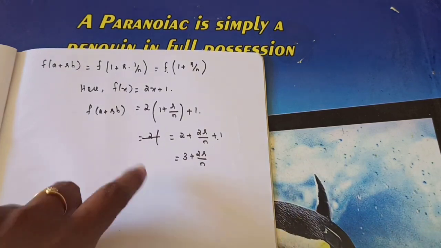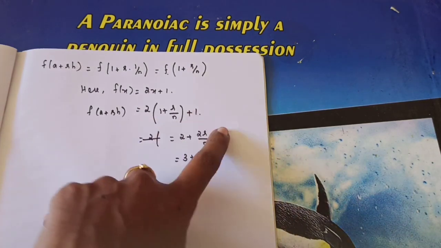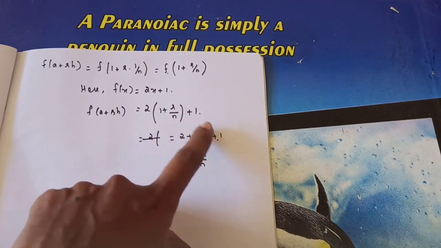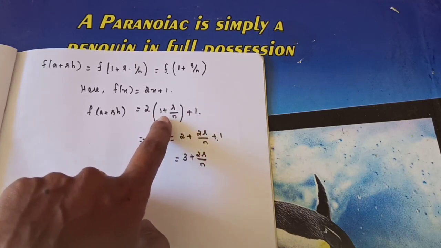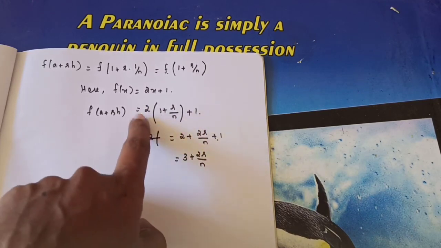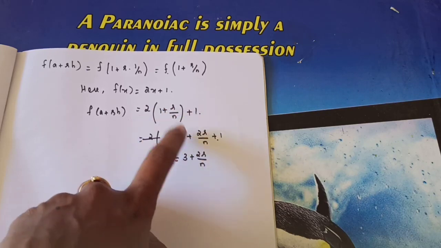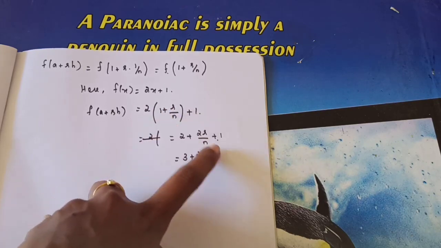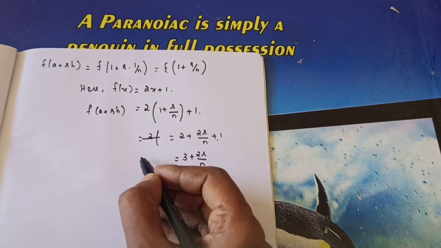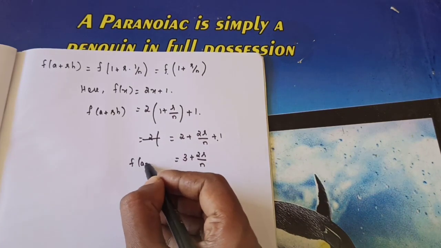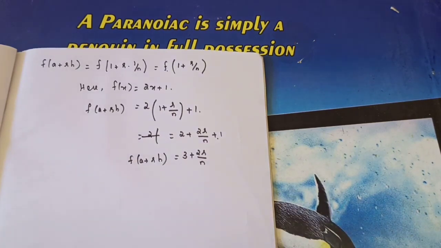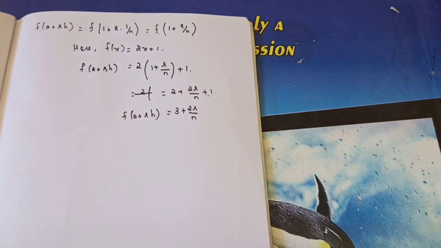Understand, students, what I did? So 2 into x plus 1. So 2 into 1 plus r by n, plus 1. So multiply with 2, so what will happen? 2 into 1 is 2. 2 into r by n is 2r by n, plus 1. Okay, so 2 plus 1 is 3, 3 plus 2r by n. So f of this one is a plus rh. Okay. Understand?